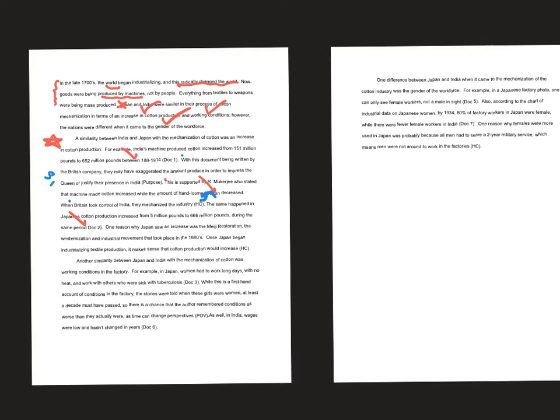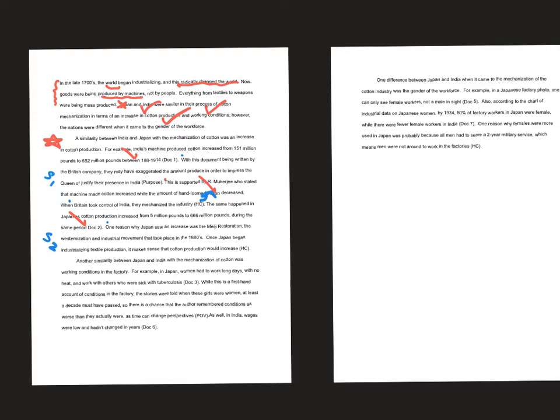And then I saw a third attempt at sourcing, and this one comes after the specific evidence about Japanese increased production, and it says this. One reason why Japan saw an increase was the Meiji Restoration, the westernization and industrial movement that took place in the 1880s. Once Japan began industrializing textile production, it makes sense that cotton production would increase. This would get credit for sourcing number 2, and I'll show you how it's different from the previous historical context we just talked about.